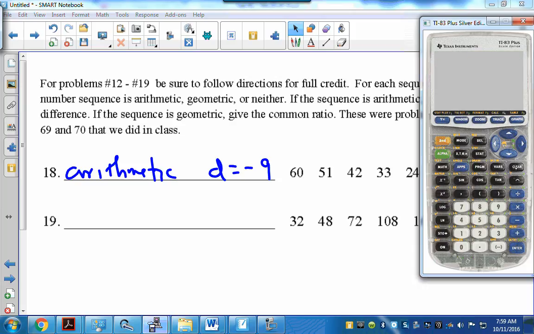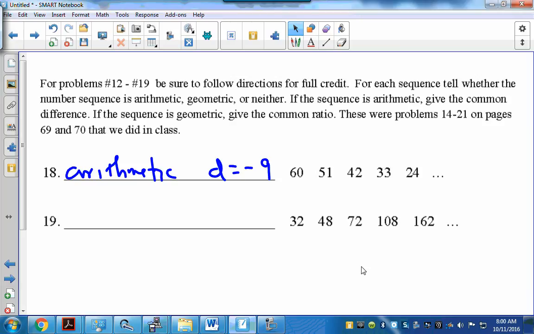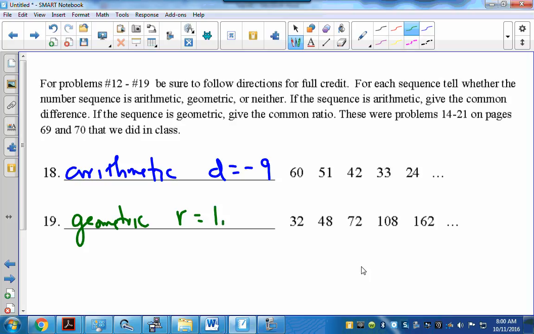So for ratios, we're dividing, right? To find the ratio, you take 48 and divide it by 32, and that's 1.5. And then you have 72 divided by 48. Oh, that's also 1.5. 108 divided by 72 is also 1.5. And the last one is 162. 162 divided by 108 is 1.5. Okay, so here we do have a geometric sequence, and the ratio is 1.5. Right?